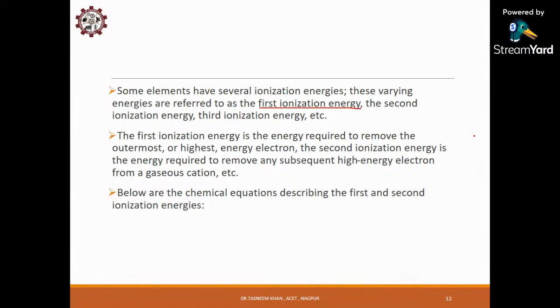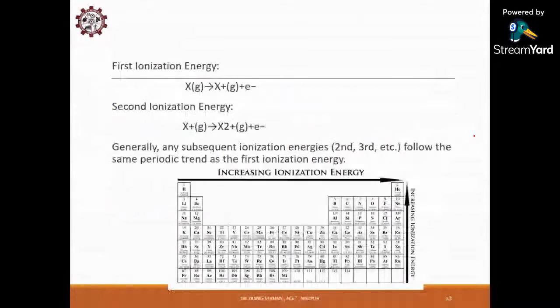So पहले cation बनेगा, उसमें से हम फिर से एक और इलेक्ट्रॉन निकालेंगे तो वो सेकेंड आयनाइजेशन एनर्जी कहलाएगी. तो हम देखते हैं ये गैशियस है आपका, कोई भी आपने एटम ले लिया है गैशियस फॉर्म में, इसमें से एक इलेक्ट्रॉन मैंने निकाल लिया.